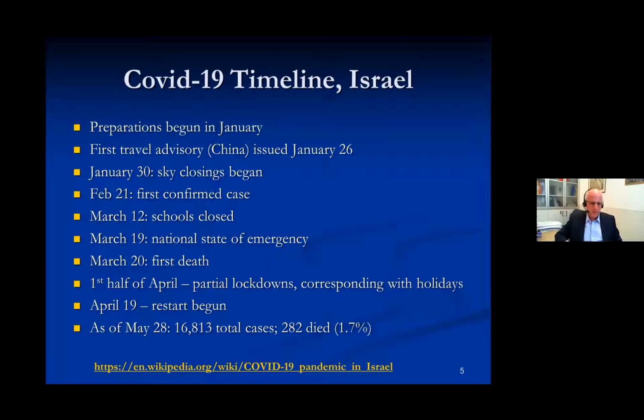In the first half of April, we underwent partial lockdowns that corresponded with holidays, traditional times when people move around and gather. But at the end of the Passover holiday, on April 19th, a gradual restart began, and it has increased as the situation has allowed. As of today, we've had 16,813 total cases and 282 deaths.